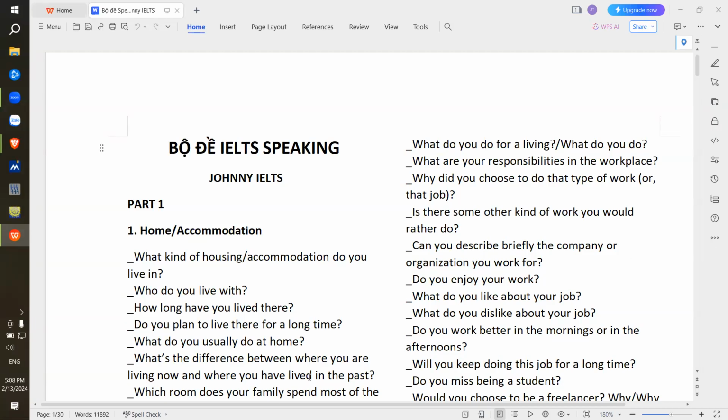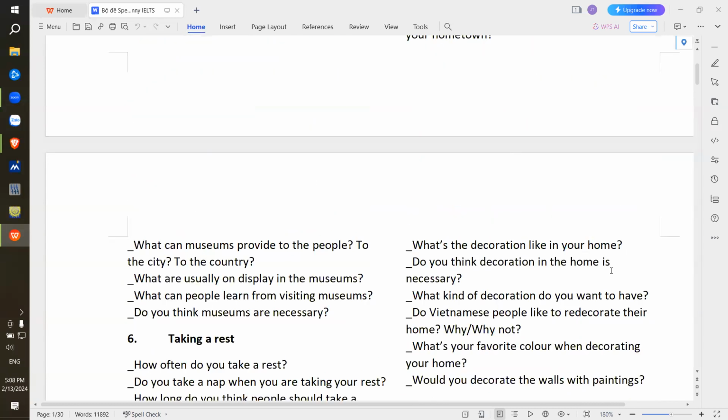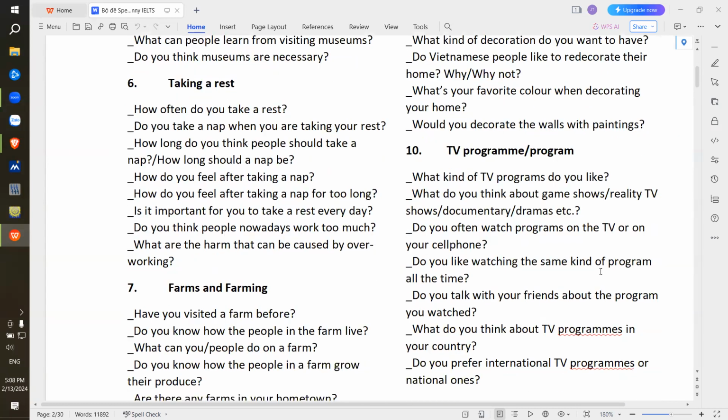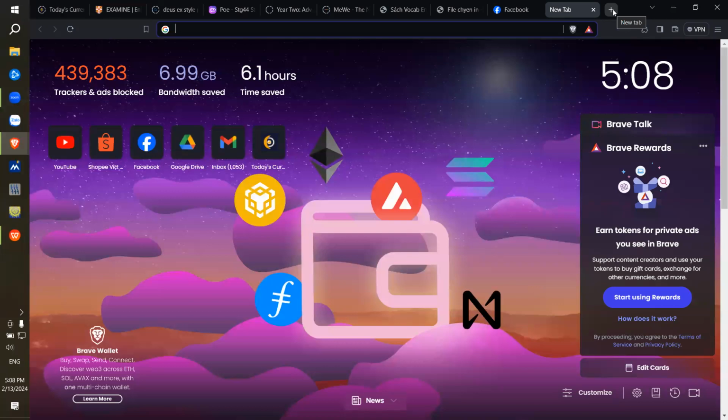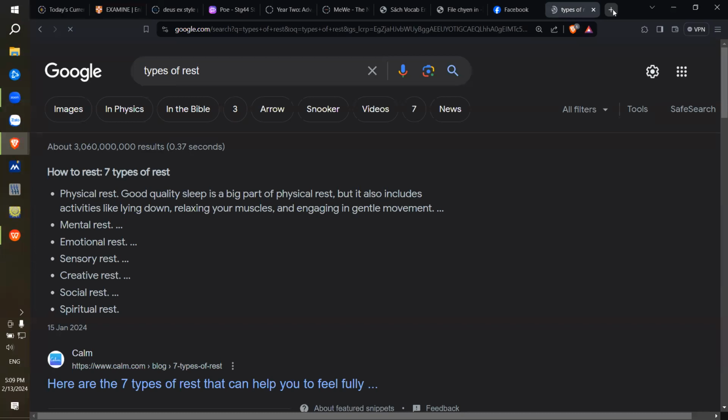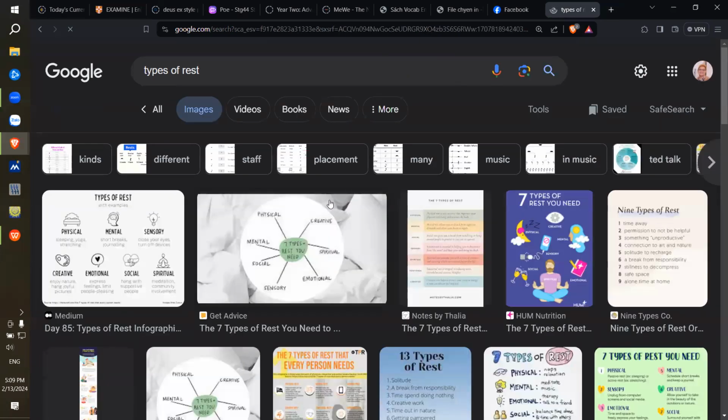Okay, so Mr. Hung, let's do topic part 1 first, and it's about taking a rest. You know, there are a lot of different kinds of rest. Let me introduce you to a little bit here. Types of rest. Resting does not only mean to sleep or to lie down and take a nap. No, it doesn't. You have different kinds of rest here.